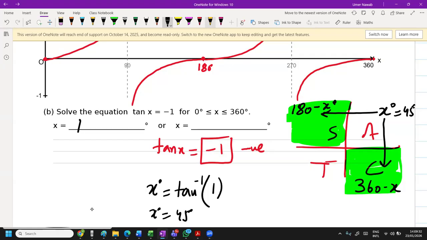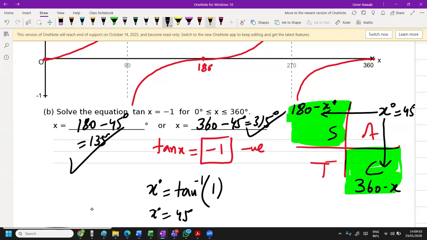The calculator will give you 45. So what is my answer? 180 minus 45, and 360 minus 45. That is 315, and this is, I think, 135 degrees. These are the two answers.